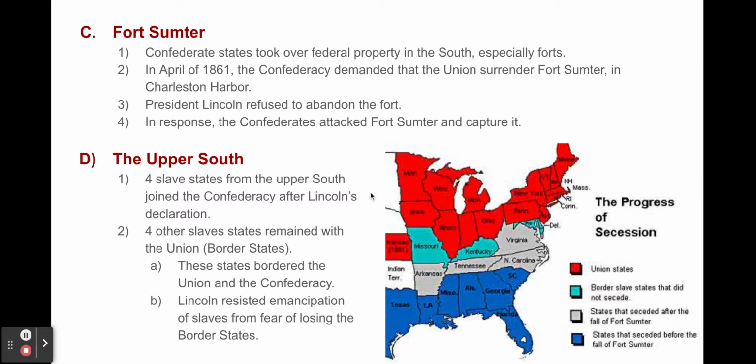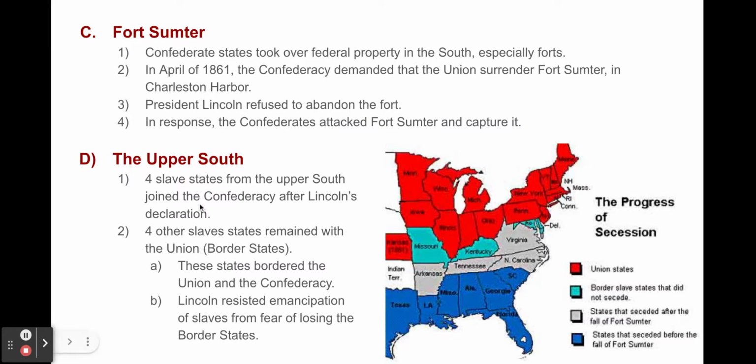And Lincoln, when attempting to keep the border states, was very careful about not making this war about slavery. And when he does emancipate the slaves during the war, he only emancipates the slaves in the Confederate states, not in the border states. He did not want to lose them also.